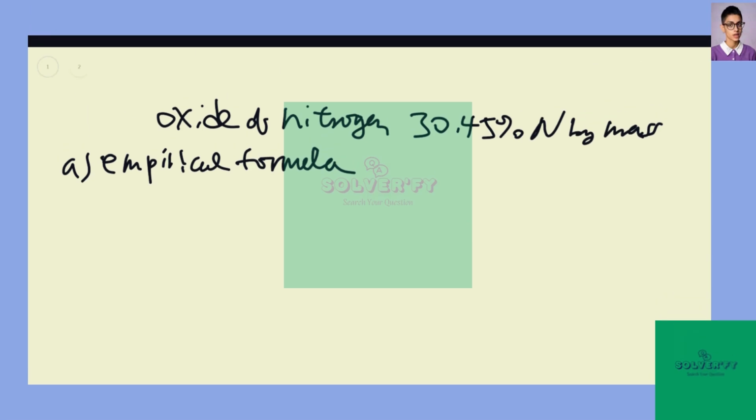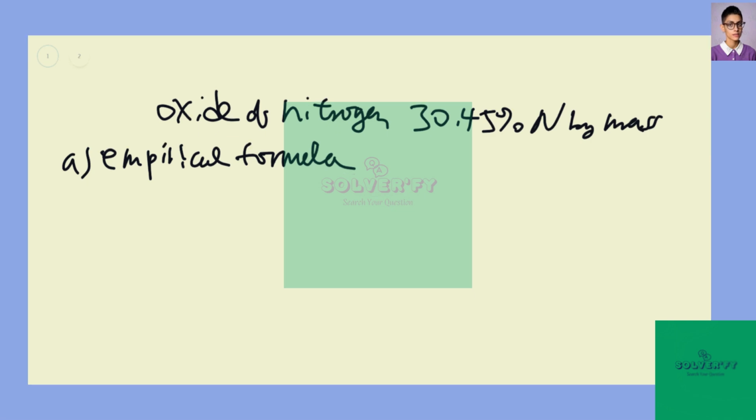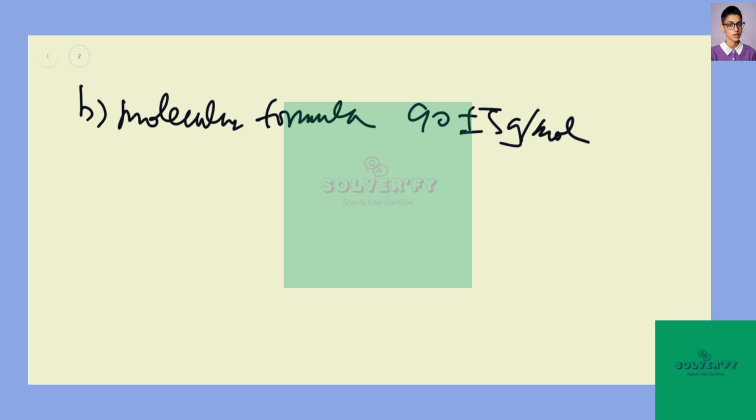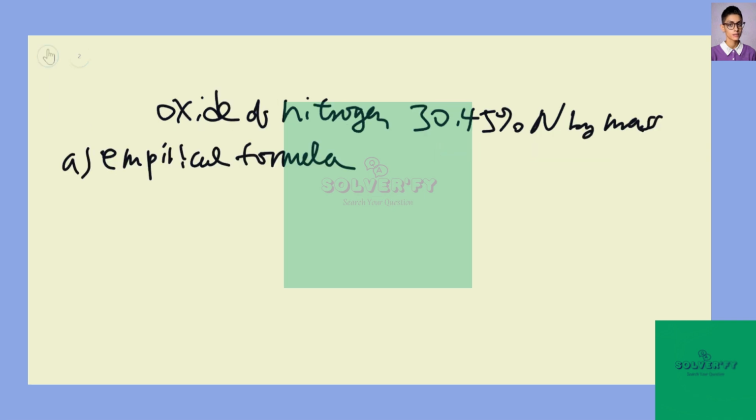We have an oxide of nitrogen. This is 30.45% nitrogen by mass. So what would be the empirical formula? And also, if the molar mass is 90 ± 5 grams per mole, what would be the molecular formula? We first start with part A: what would be the empirical formula?